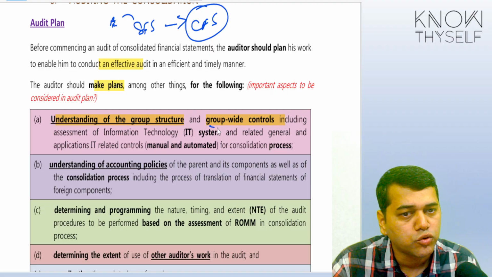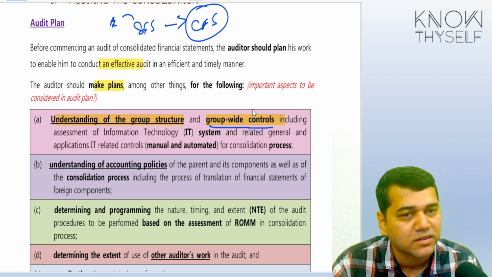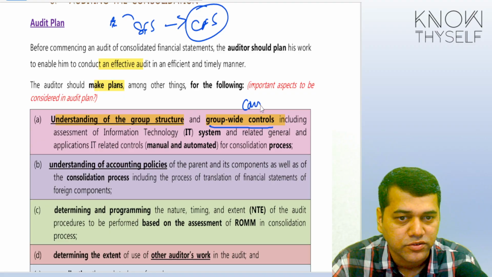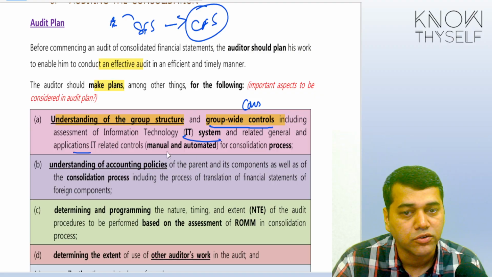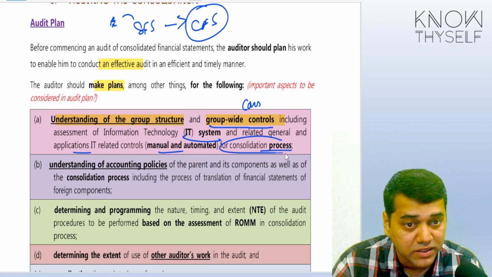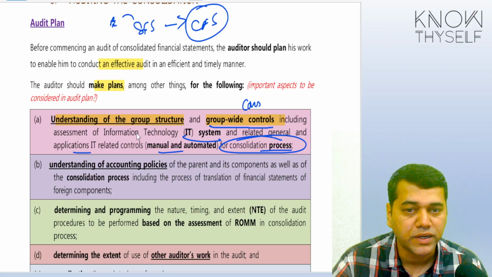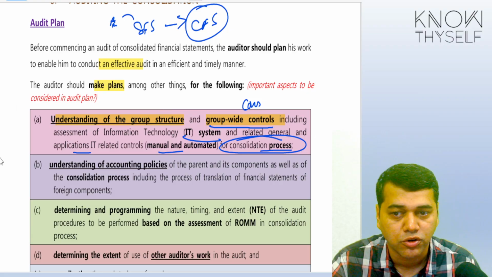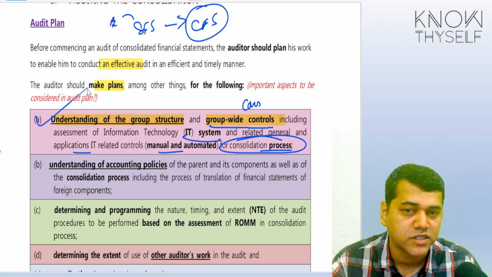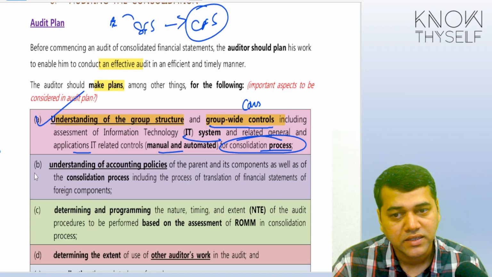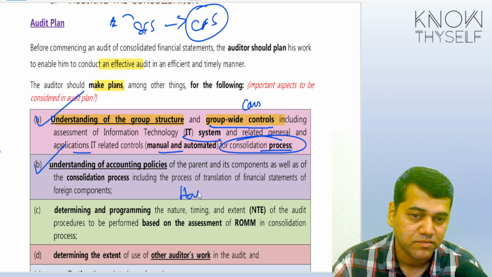So when you talk about group-wise controls, you need not think about the business controls, but the consolidation controls, like what type of Hyperion system they have used, general and IT controls, manual controls for the consolidation process. Please understand, it is not their business process. First, you need to obtain an understanding of the group structure, because you need to know how many subsidiaries are there. Are there two levels of subsidiary? Is there a foreign subsidiary? The very first condition, you need to understand the group structure. Second, you need to understand the group's policies. Why? Because you need to harmonize.